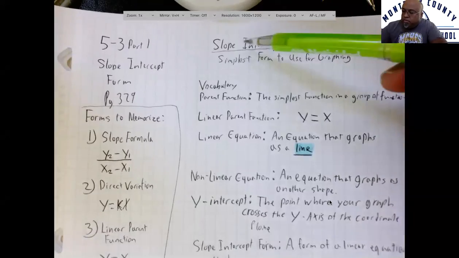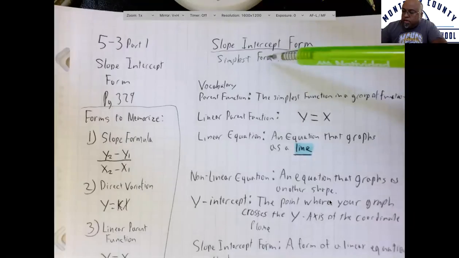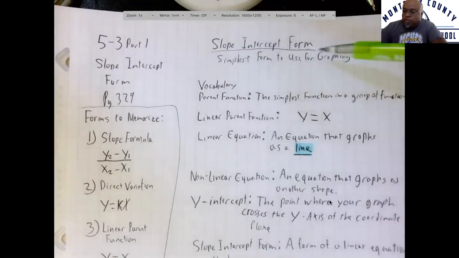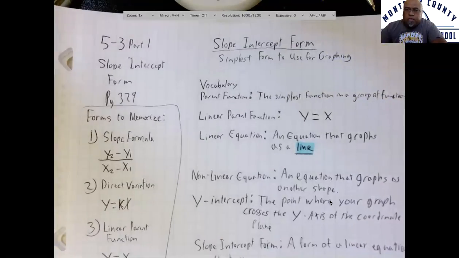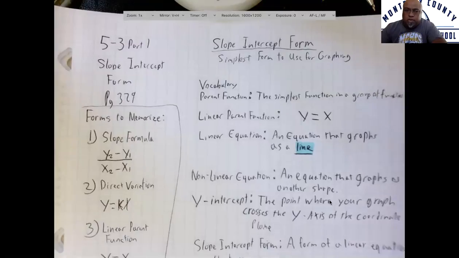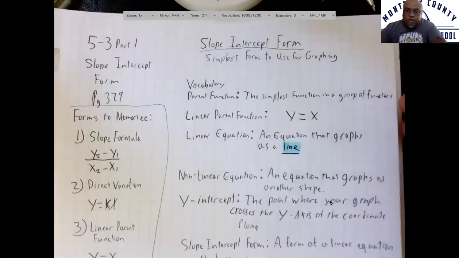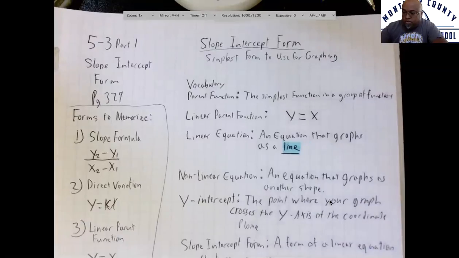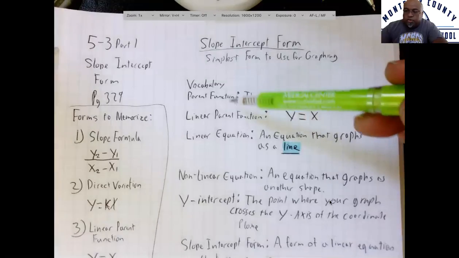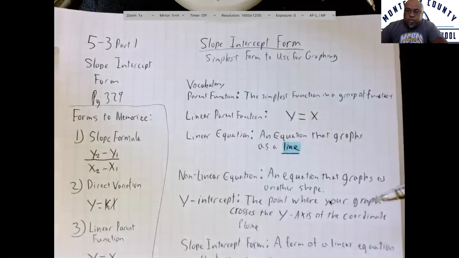The slope-intercept form is the simplest form of a linear equation to use for graphing. Now you might be like, well, Mr. Brown, you didn't tell me what a linear equation is. So let's go over some vocabulary, and this will help to ease your tensions here. The first vocabulary word is a parent function. What is a parent function? It's the simplest function in a group of functions.